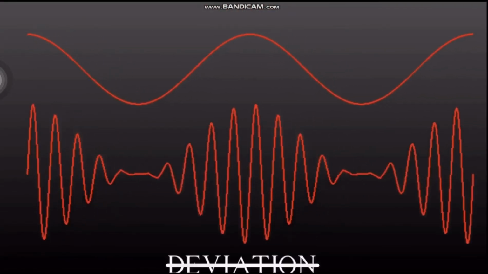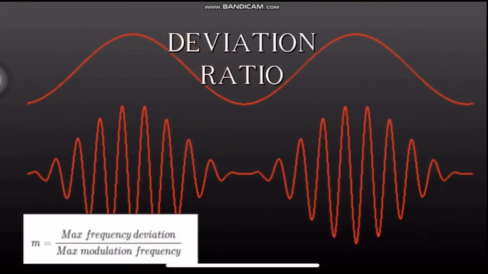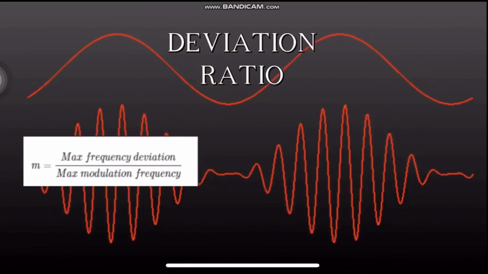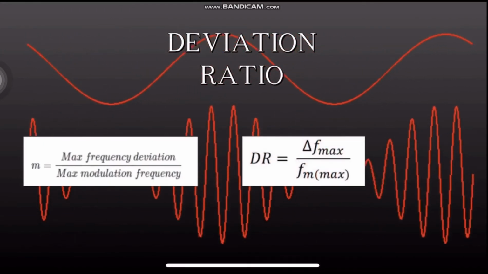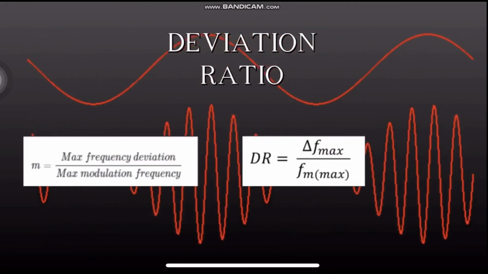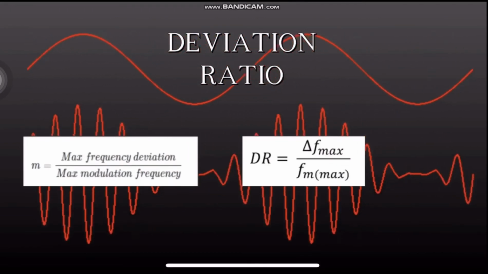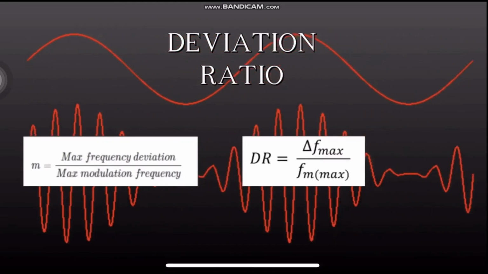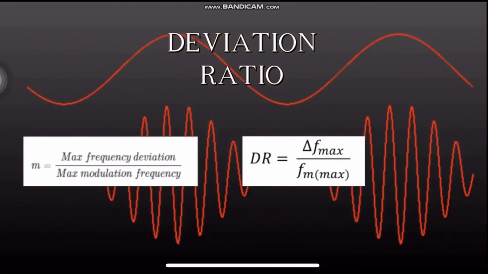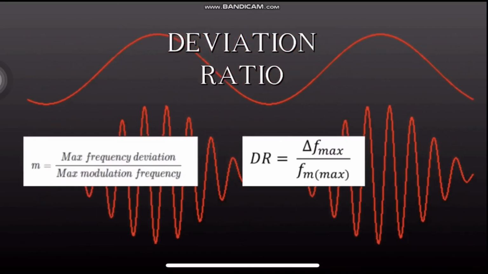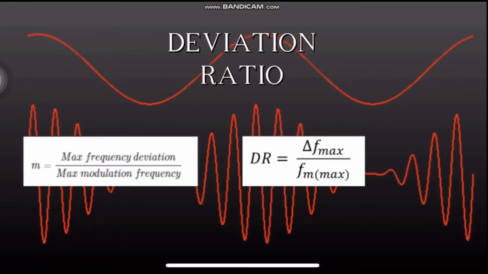In deviation ratio, the maximum allowable frequency deviation and the maximum modulating frequency are used in computing the modulation index, the amount of change in the carrier frequency produced by the modulating signal. It is also the expression of the worst-case modulation index.